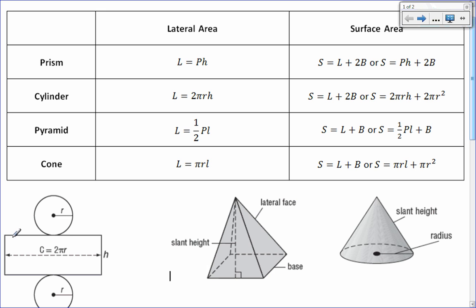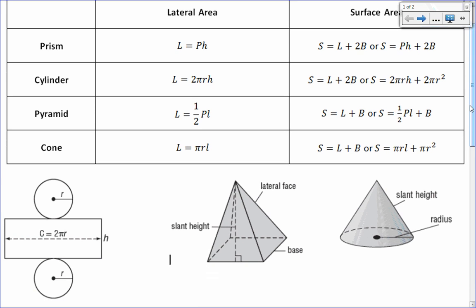So this would be a rectangle with one side that's 2 pi r, and the other side that's h for the height. So that's where that formula comes from. And then the big B for a cylinder is just pi r squared, because it's the area of the base, which is a circle. So the cylinder formula, actually, you can get completely from the prism formula. It's just more specific.